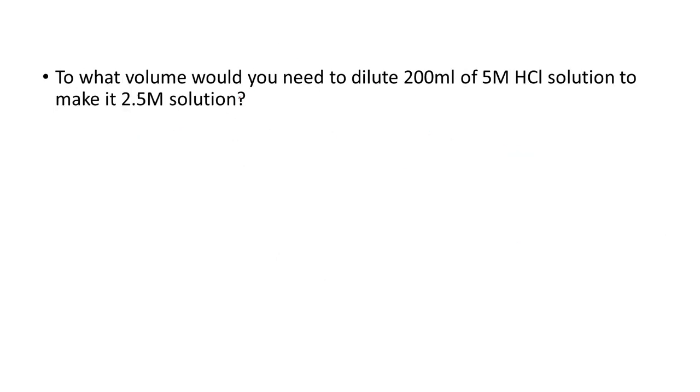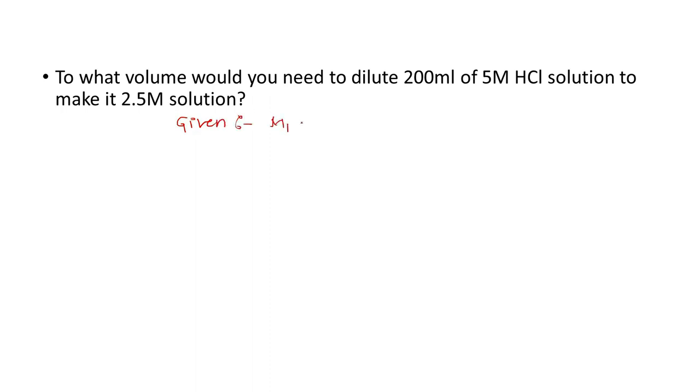Okay. The third question. To what volume would you need to dilute 200 ml of 5 molar HCl solution to make it 2.5 molar? Here again, 2.5 molar is definitely the diluted solution concentration. To what volume you need to dilute 200 ml of 5 molar HCl? 5 molar HCl is the initial concentration. You are diluting 200 ml, that becomes the initial volume. So let us write what is given.